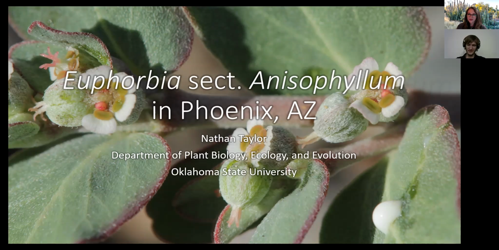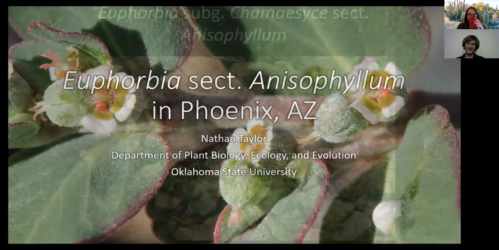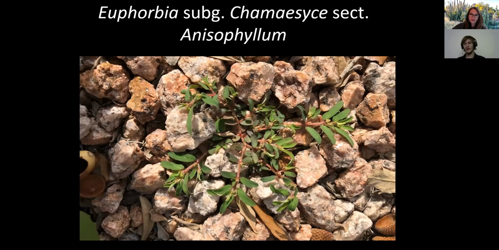Thank you. Well, today I'm going to be talking about the sandmats, as Jenny mentioned, and that is Euphorbia section Anisophyllum. Now, for those of you who are unfamiliar with this group of plants, you may be wondering what these look like, what these are. And here's a pretty typical example of what you might see in a sandmat when you come across one. You know, it's kind of a weedy thing, and a lot of people consider it a weed, pull it, spray it, you know, try to get rid of it.